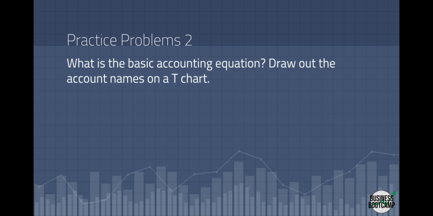So the second problem is: what is the basic accounting equation? And you need to draw out the account names on a T-chart.